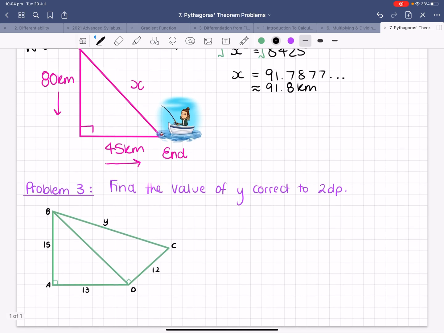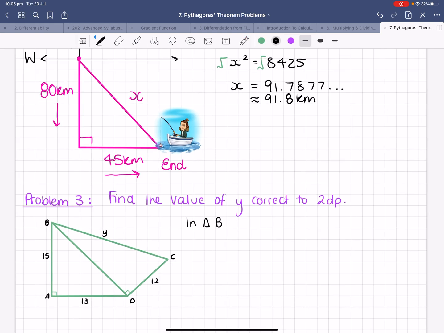All right, last one. Find the value of y correct to 2 decimal places. So before we can find this value y, notice that both of these are right angles. So if we find this length BD, that will help us then find y. So using Pythagoras' theorem, in our triangle, we'll call it BDA.